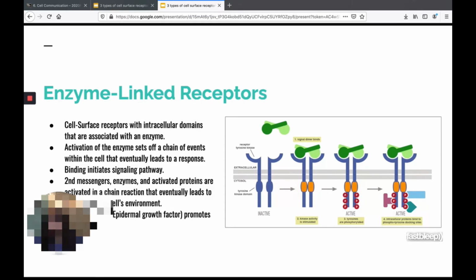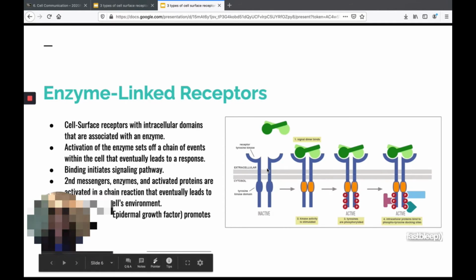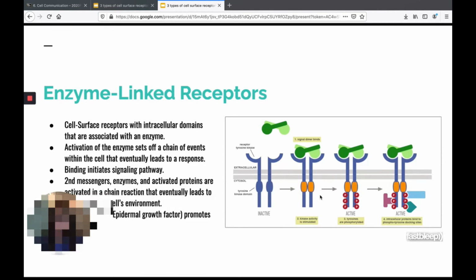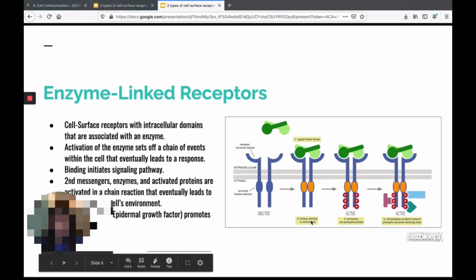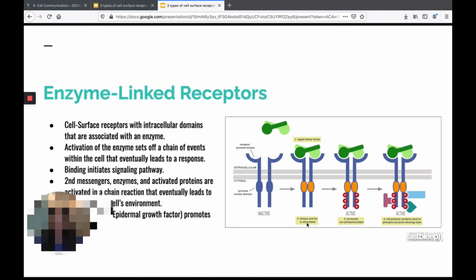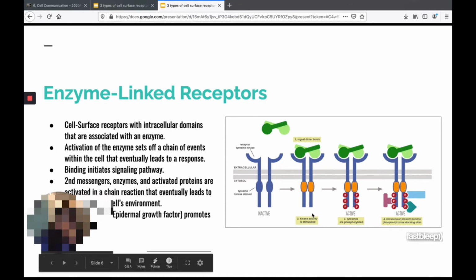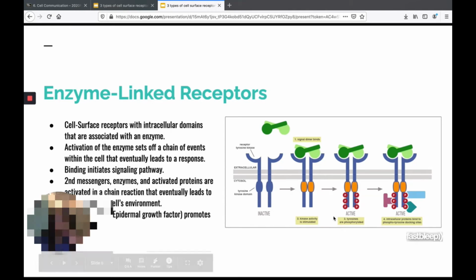Lastly, we have the enzyme linked receptor. This one is a cell surface receptor with intracellular domains that are associated with an enzyme. Right here is an inactive start place. Right here, as you can tell, this is the kinase. Kinase is actually an enzyme that transfers phosphate groups from ATP to another protein. So right here is phosphorylated, which means active. It's activated, in other words.